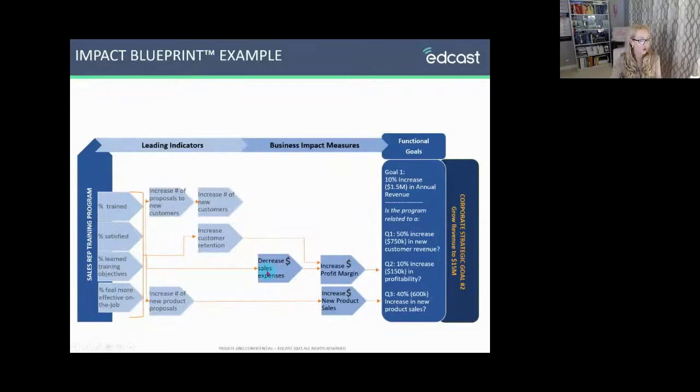And then our goal of decreasing sales expenses will also increase our profit margin, which will help us increase our profitability. And our increase in the number of new product proposals will help us increase our revenue in new product sales, which will then help us increase new product sales. So this is a simple example of a logical model you can think through for an investment for a training program.